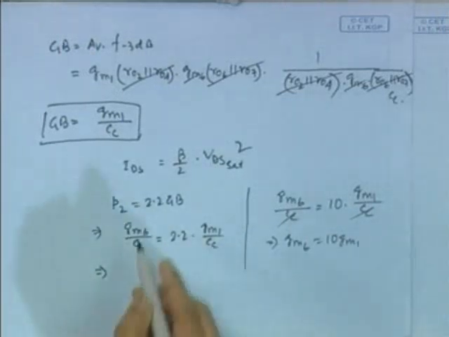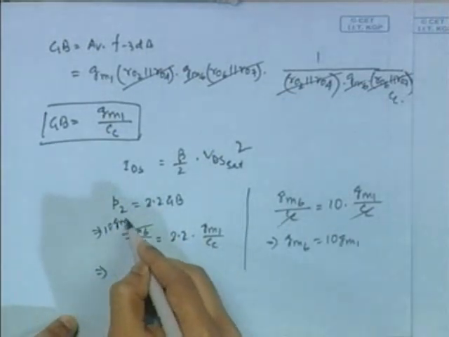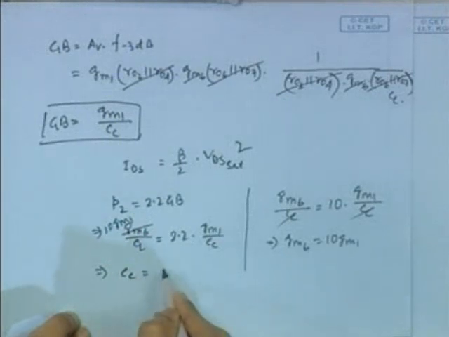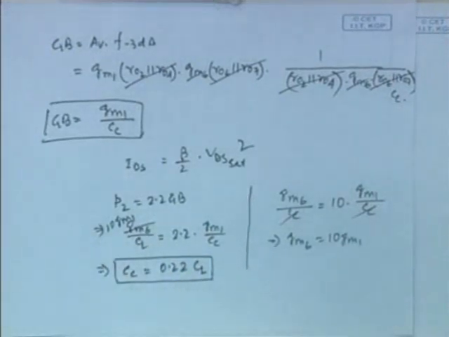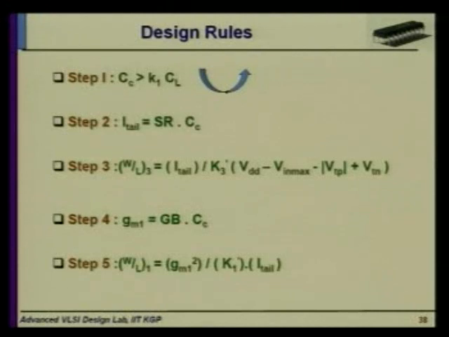So I am putting that value here, and from simple calculation we get that this is basically 0.22 CL. This is the boundary condition. So CC should be greater than 0.22 CL. This is our primary design rule, first design step. So at first we will choose CC equal to 0.22 CL initially. Then we will go for the tail current.